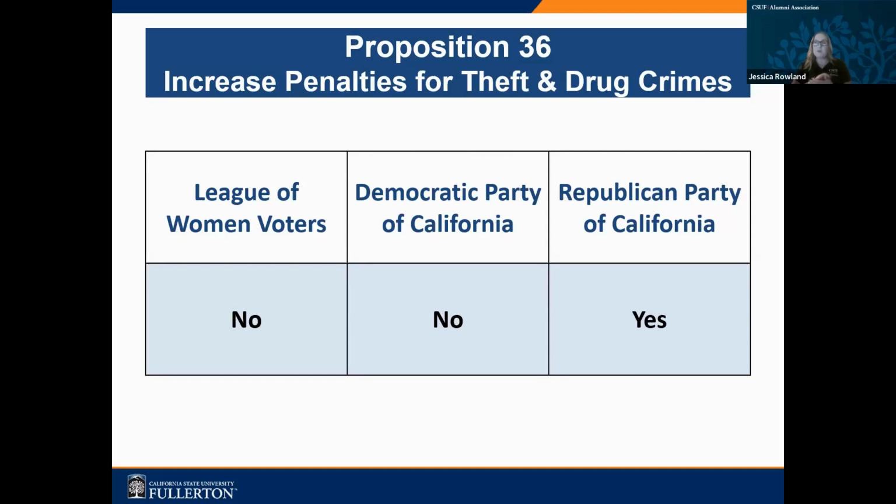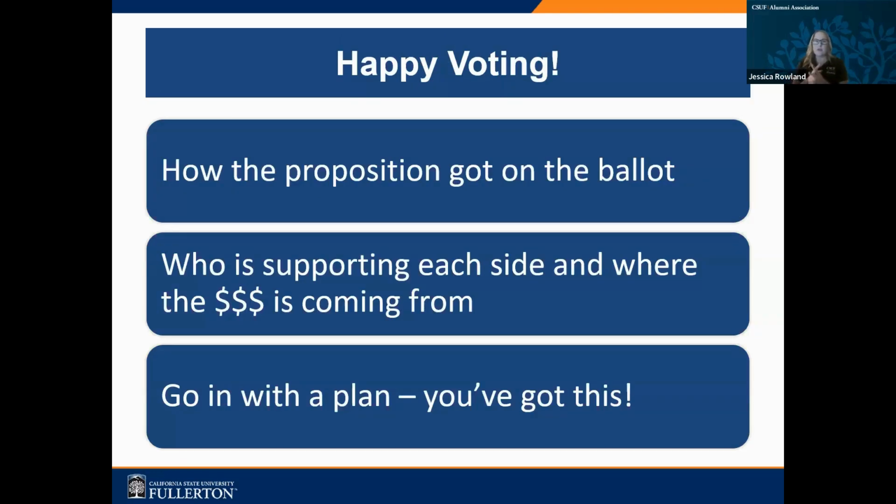If there's any more questions, please feel free to throw them in the chat. But let's see if there's anything else coming through. I can hang out, but I just want to wish everybody happy voting. I love democracy happening. So when you're thinking about the propositions, think about how it got on the ballot. I always think that's an important consideration. Look at where the money's coming from on each side. If you look at CalMatters, they tell you where the money is coming from, who's supporting each side. That's really helpful information. And go in with a plan. You've got this. Have fun voting.